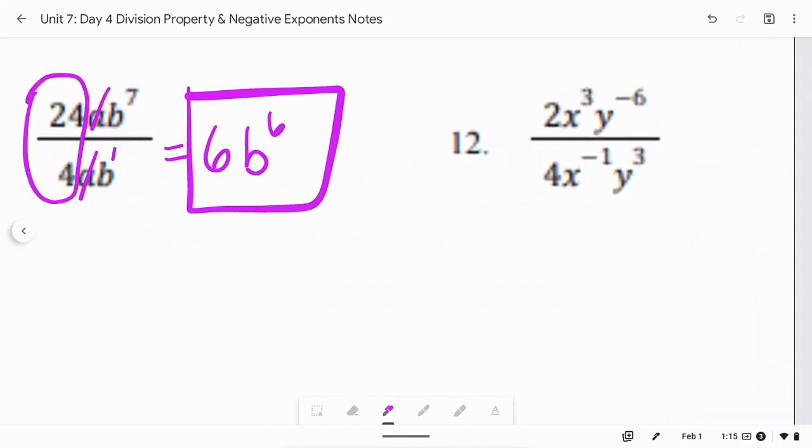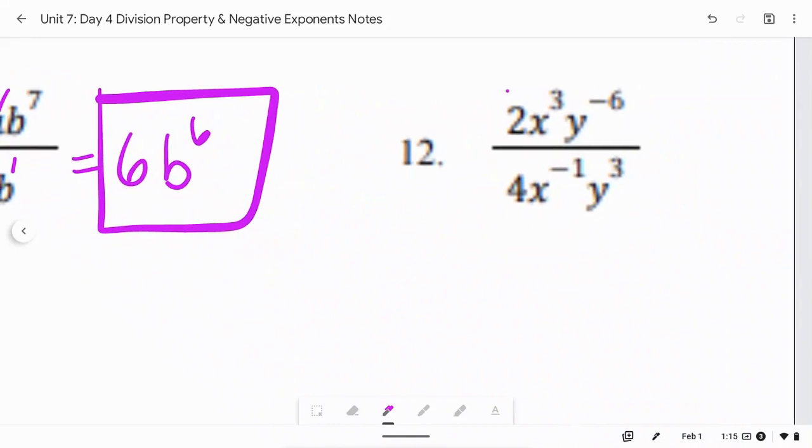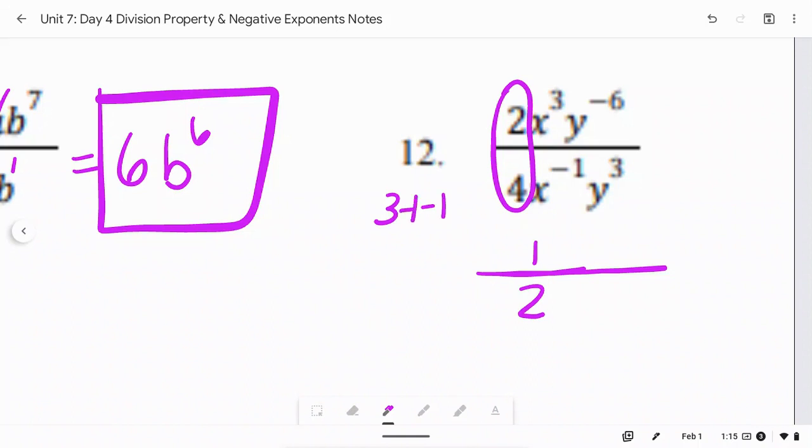In example 12, this is a division problem, so I'm going to reduce the coefficients. 2 over 4 reduces to 1/2, and then I'm going to subtract the exponents. So for the x's, it would be 3 minus negative 1, so x to the positive 4. For the y's, it's negative 6 minus 3, so I get y to the negative 9th power.